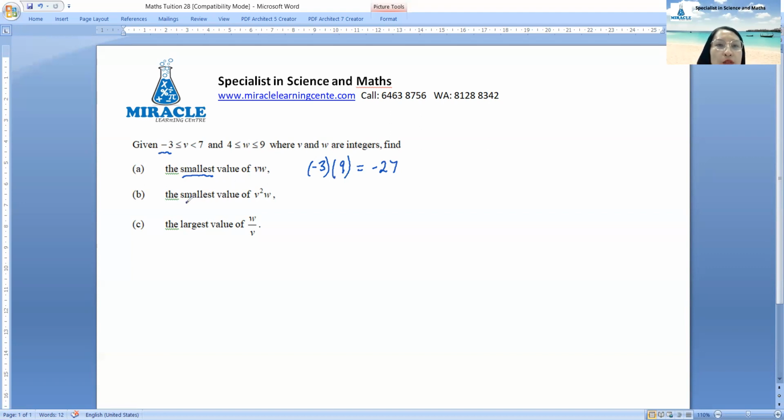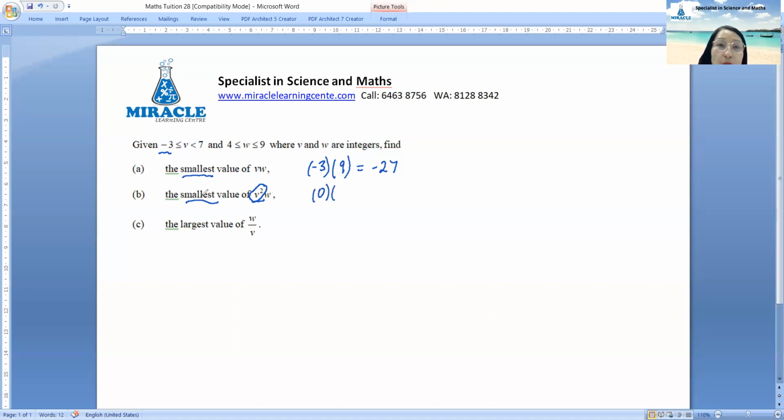Now we want the smallest value of V squared W. Smallest value, we can get a negative value, but in this case, we cannot get a negative value because V squared, when you multiply a negative value by a negative value, you'll get positive. So for V squared, it will definitely be a positive value. But to get the smallest value, it has to be 0 because 0 is smaller than a positive value. So the smallest one we can choose is 0. We cannot choose a negative value because when we square it, it becomes positive. So the smallest value for V squared is 0.